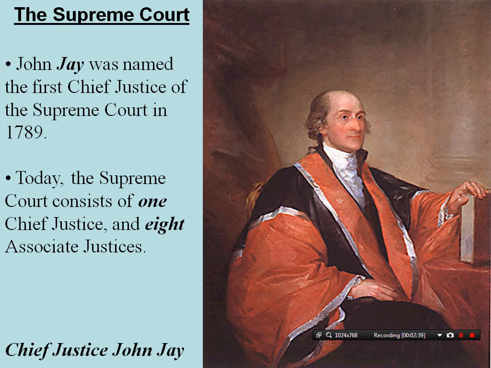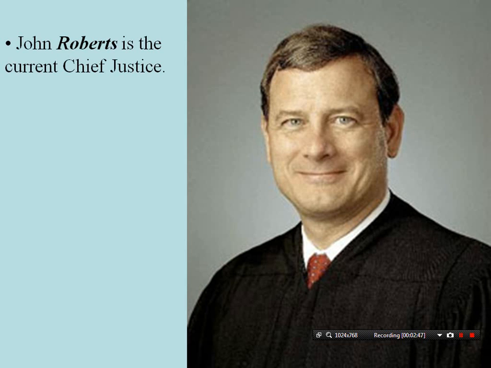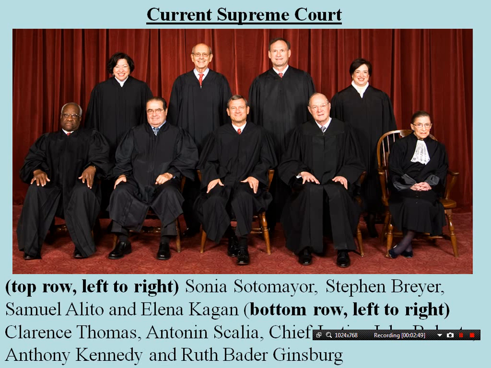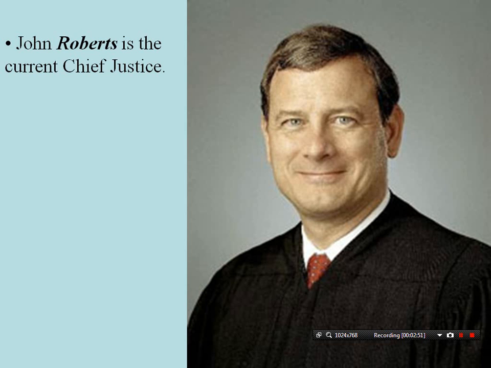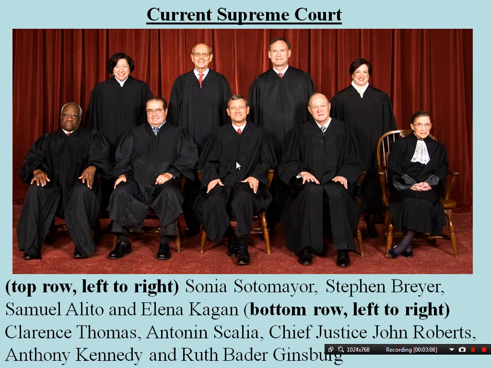Today, the Supreme Court consists of 1 Chief Justice and 8 Associate Justices. This is your current Chief Justice of the Supreme Court, John Roberts. In this order here, you have Sonia Sotomayor, Stephen Breyer, Samuel Alito, Clarence Thomas, Elena Kagan. And we're moving on to Scalia, John Roberts, Anthony Kennedy, and Ruth Bader Ginsburg.